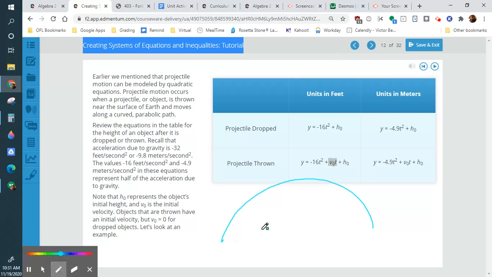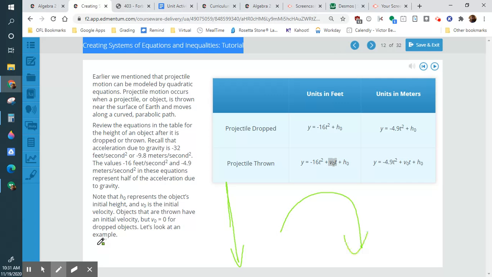The reason why we have to measure it over time is if I graph the way it moved, it would look like this. And that is not that helpful. So that's why we do it over time: how high it is over time. So usually when we're talking about projectiles, we're talking about it over a given amount of time.